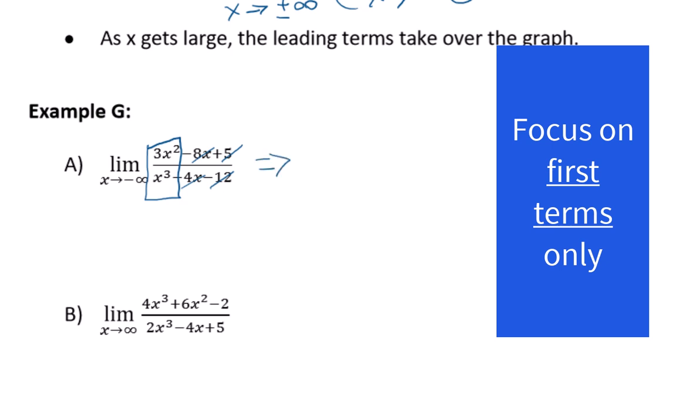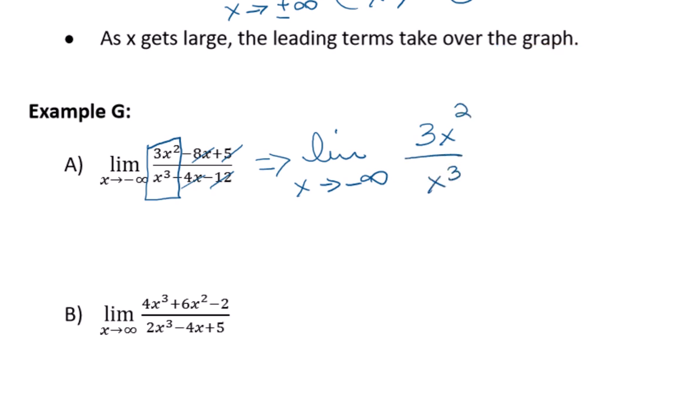So the limit of that function would be similar to the limit as x approaches negative infinity of 3x squared over x cubed. If we were to reduce that, it would just be 3 over x. And as x gets really large, this approaches 0.